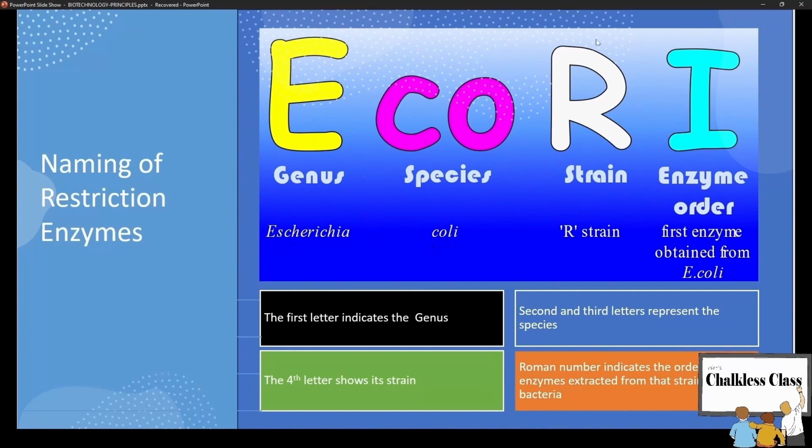R is the strain, and the last Roman number indicates the order of that enzyme extracted from that organism. Let us take this one. In this case, 1 is there. This 1 indicates that this was the first enzyme obtained from E. coli. Thus, the first letter indicates the genus, the second and third letters represent the species, and the fourth letter shows its strain. The Roman number indicates the order of enzymes extracted from that strain of bacteria.